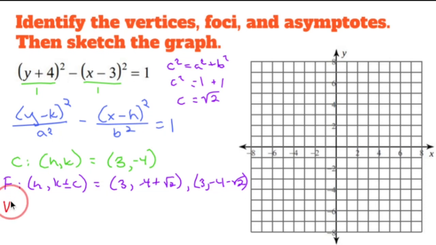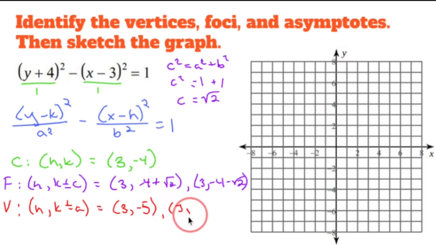My vertices are going to be (h, k plus or minus a). So 3, once again, k is negative 4. If a squared is 1, then a is 1. So negative 4 plus or minus 1, which I'll do negative 5, because that's negative 4 minus 1, and negative 4 plus 1 is negative 3.